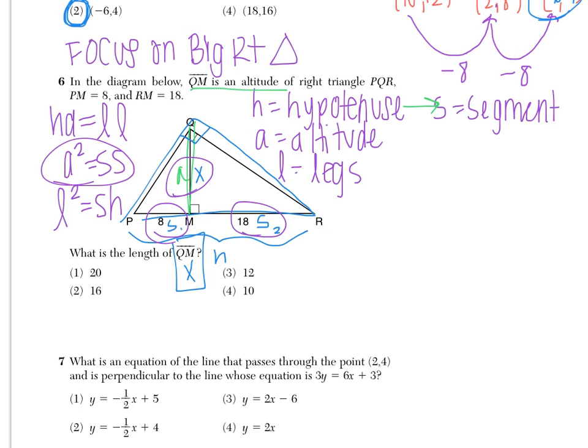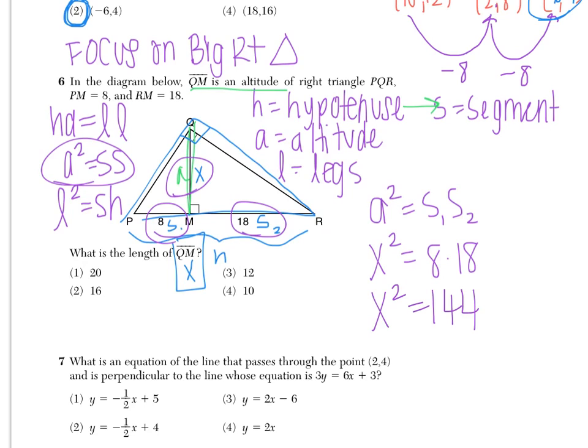So what we're going to do is plug into A squared equals SS. These are technically S1, S2. So you want to use two different segments here. So we have x squared, because altitude is x, equals 8 times 18. So now we have x squared equals 144. And in order to undo the square, we have to square root. So now we get x equals 12. And remember, because I called QM x, my final answer is choice 3, 12.